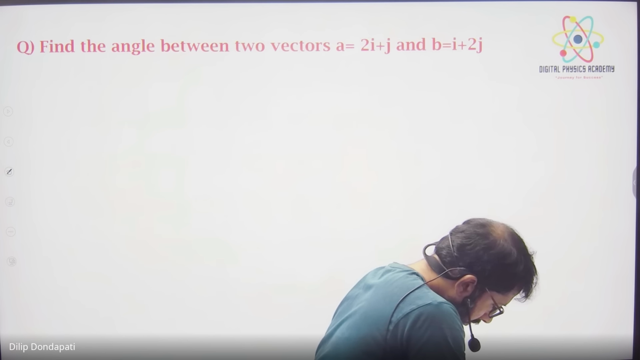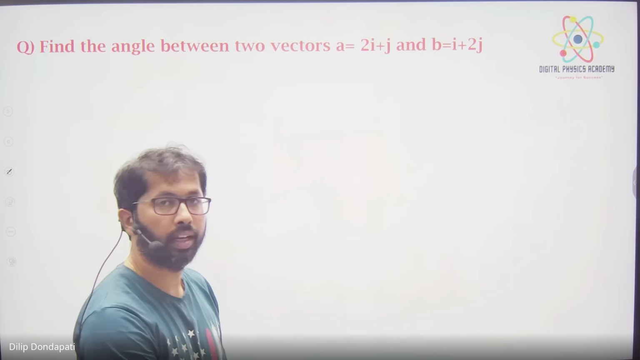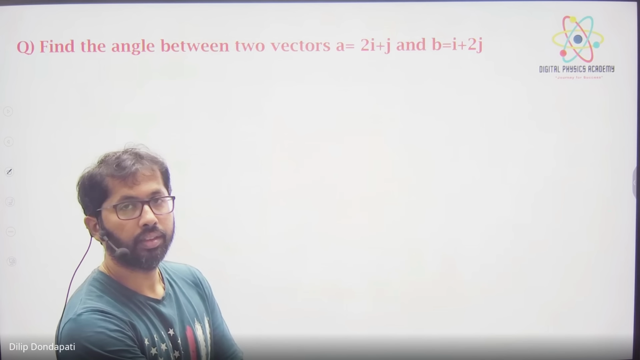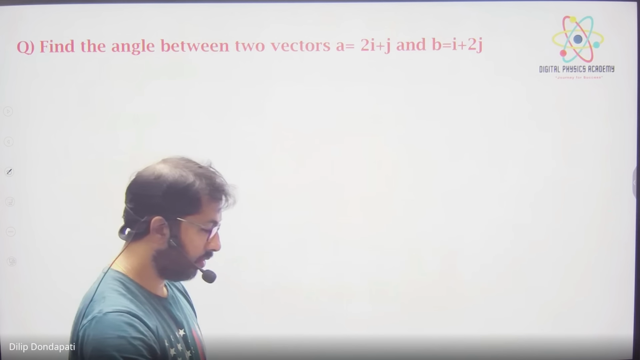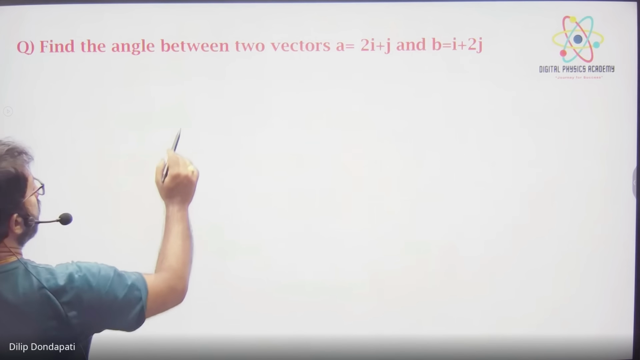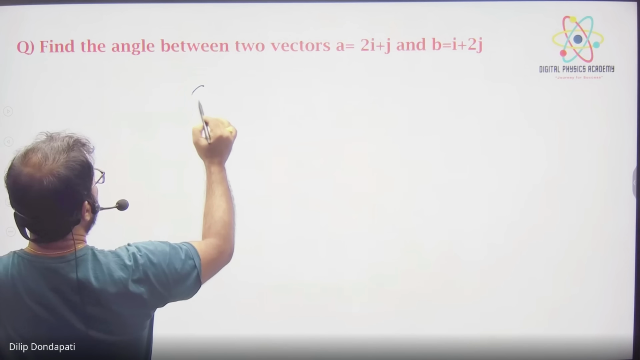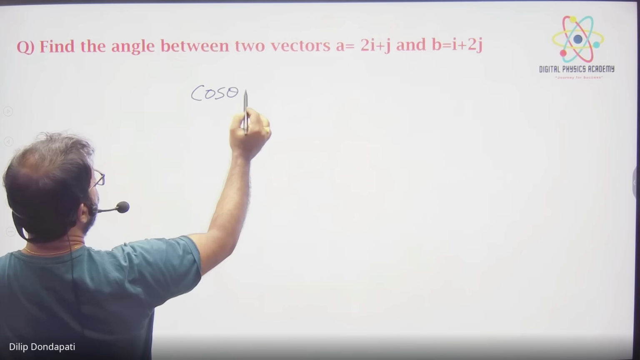Sir, cos inverse 3 by 4. 3 by 4 is which angle? Smaller, I put 3 by 4, no. Look, where are you making the mistake? Tell me. Cos theta is equal to, tell me.